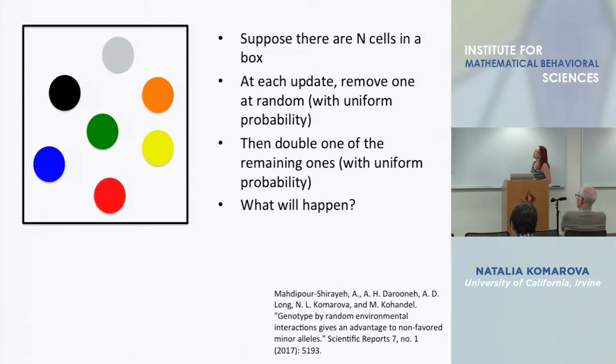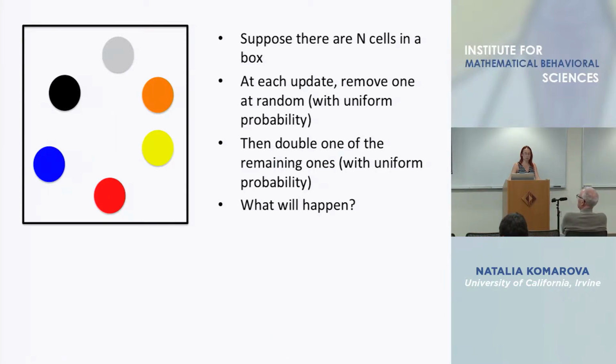Suppose there are n cells in a box, okay? And so we're going to talk about their reproduction and death. At each update, remove one of them at random, and the probability to be removed is the same for all. And then double another one, one of the remaining ones. What will happen? Okay, so let's suppose I remove this one, and this is chosen, and it reproduces, and the progeny is the same color, right?